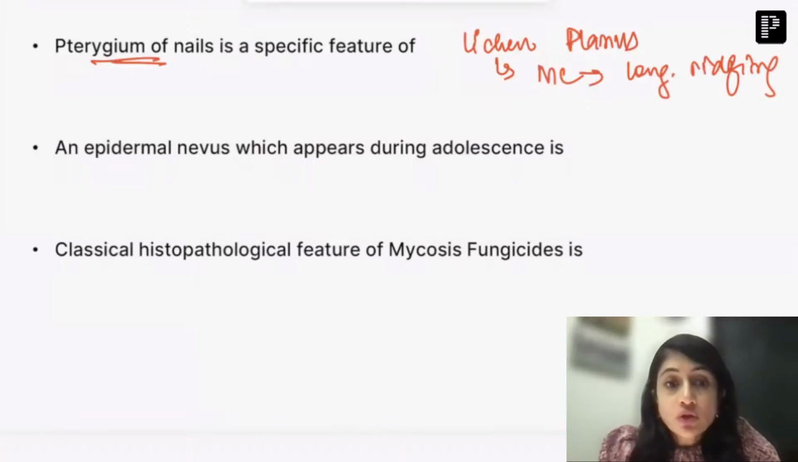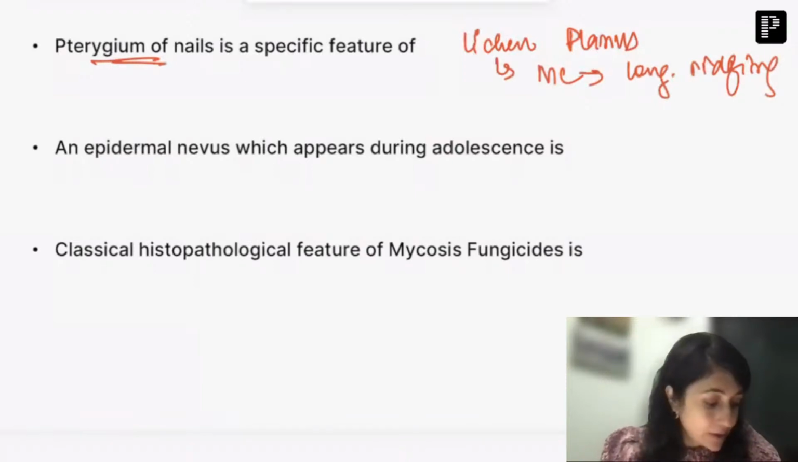Right. Moving on to the next question, an epidermal nevus which appears during adolescence is called as, which is the epidermal nevus? Usually nevus would appear at birth or near birth, but which is that kind of epidermal nevus which appears during adolescence?